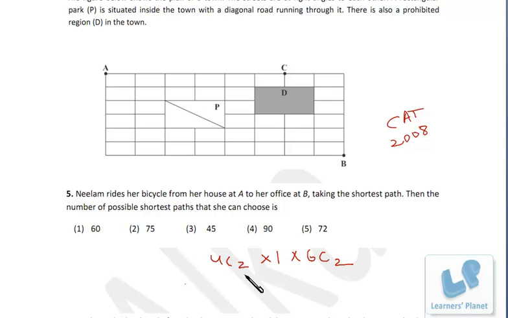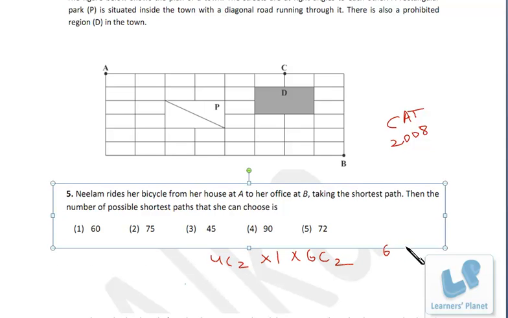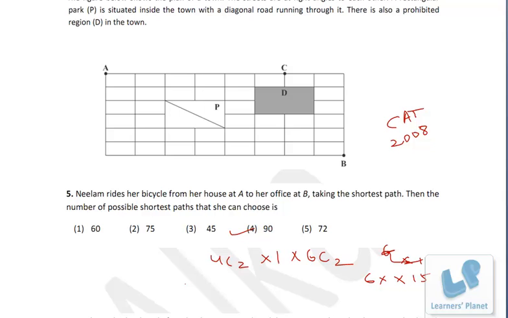So let's calculate this. 4C2, that's 6, into 1, into 6C2 will be 6 5s are 30 by 2, 15. So that's 15 into 6, 90 ways will be there. Okay. So a pretty simple problem, and it was a problem from CAT 2008.